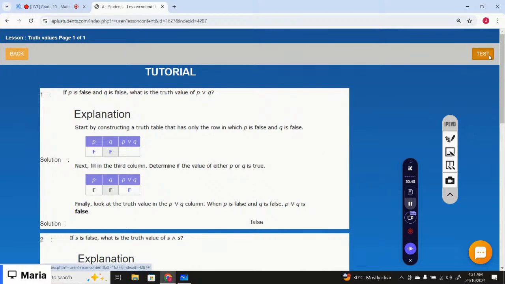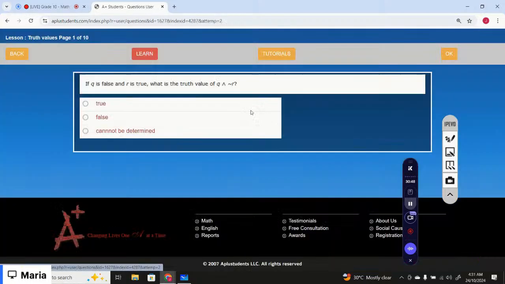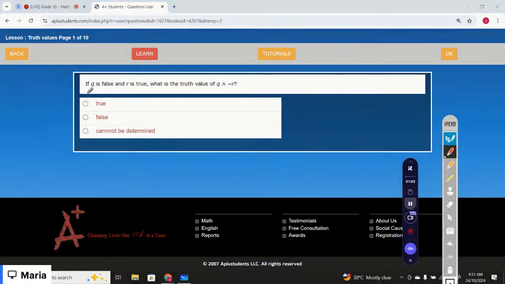Let's just start with the test questions. If Q is false and R is true, what is the truth value of Q and negation of R? You are given Q is false, R is true. You need to evaluate Q and negation of R, right? So Q is false and negation of R: negation of true is false. So false and false makes the answer false. The correct option is option number 2, that is false.